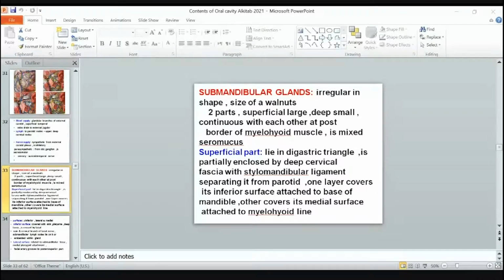The superomedial surface of it lies over the submandibular fossa of the mandible, below the mylohyoid line. The inferomedial surface is related to the inferior surface of mylohyoid muscle, and the nerve and artery to mylohyoid, with the submental artery and the facial artery.